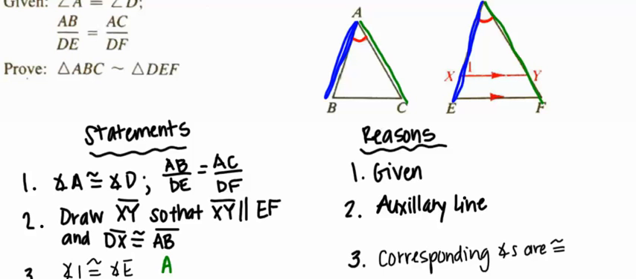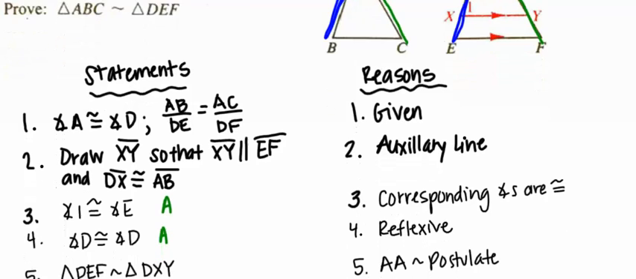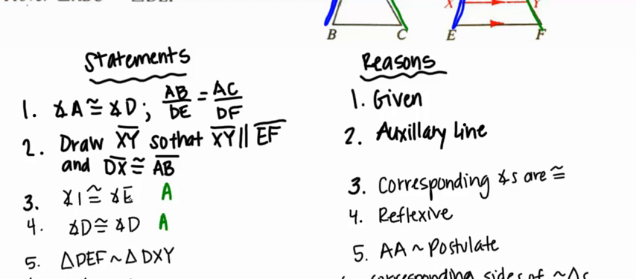Okay, we'll try this proof and see how it works. We've got our given information. Angle A is congruent to angle D. AB is to DE, which is equal to AC to DF. So we have that proportion there, that's given information. We drew XY so that XY was parallel to EF, and also DX was going to be congruent to AB. And that's just being able to draw an auxiliary line. We're going to prove that DX is congruent to AB in just a minute.